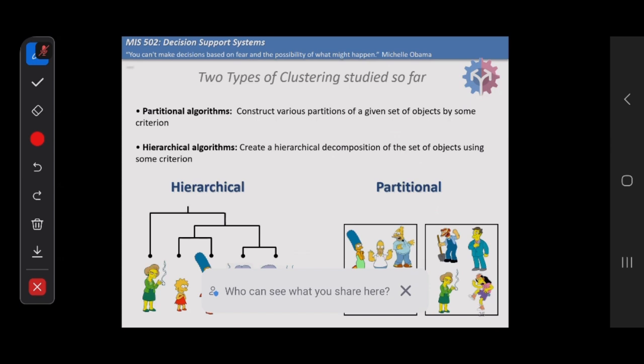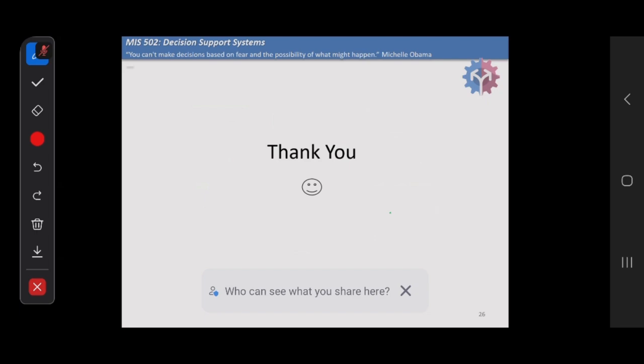Now, I just want you to see the difference between partition and hierarchical. This is like K-means, and this is hierarchical. So it gives you multi-level clustering. We already discussed that. K-means only creates a single level cluster. So this is the difference between partitional and hierarchical clustering.